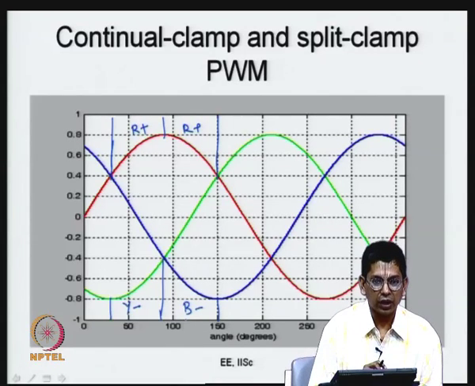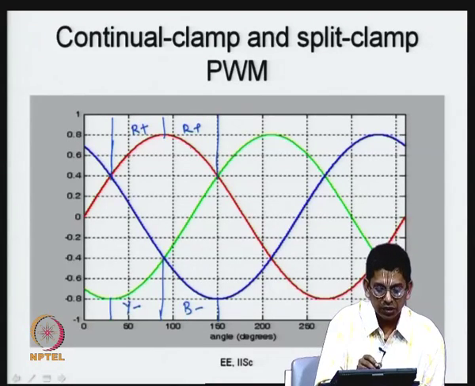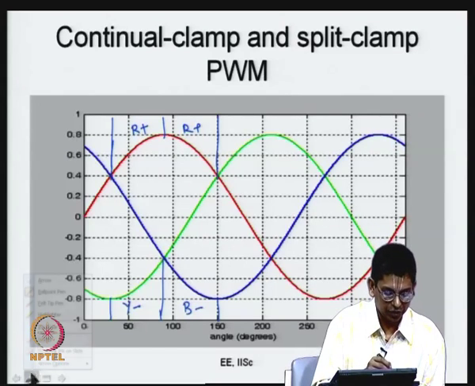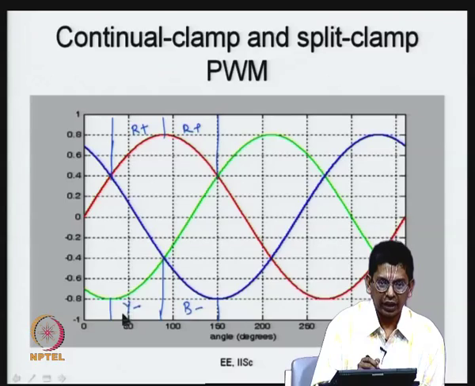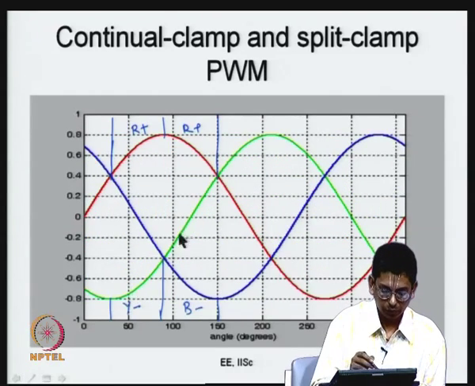This option is what results in doing this now. In the case of continual clamp, what are you doing? You are clamping for some 60 degree duration here in the middle of this. You are choosing a 60 degree duration to be somewhere in the middle, and in the remaining part you are letting the B phase be clamped to the negative now.